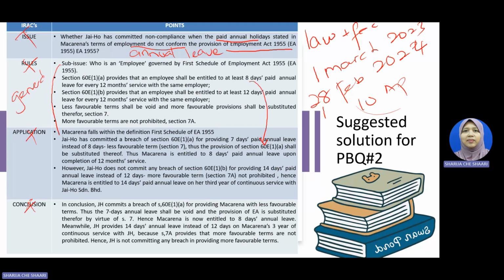So how do you conclude? You conclude by mentioning the breach and also the 14 days annual leave. So that is how you answer. It depends on how well you can explain. Again, don't worry about your grammar. I'm not going to check your grammar, but I want you to express yourself here.